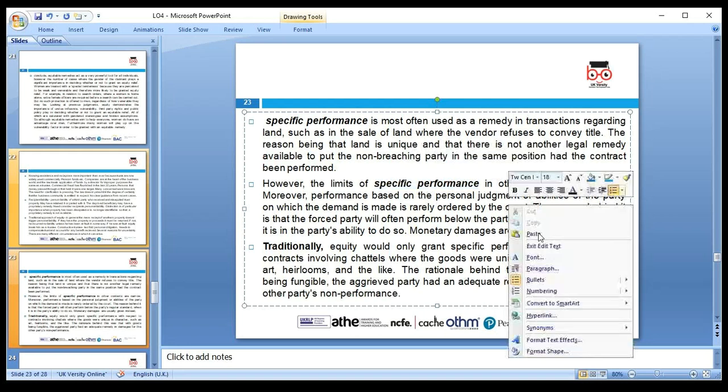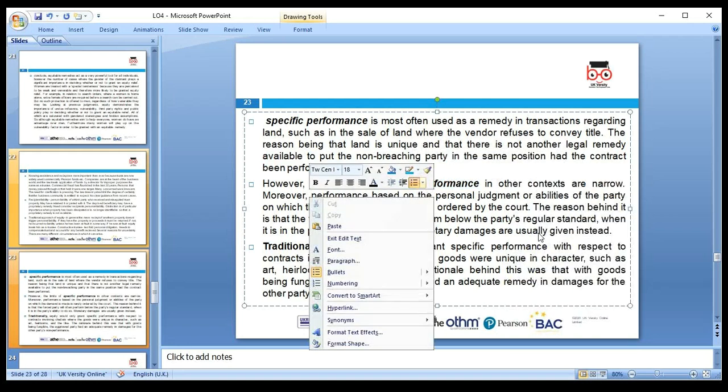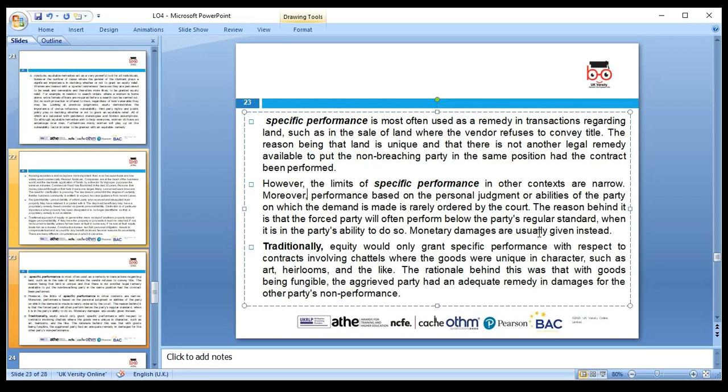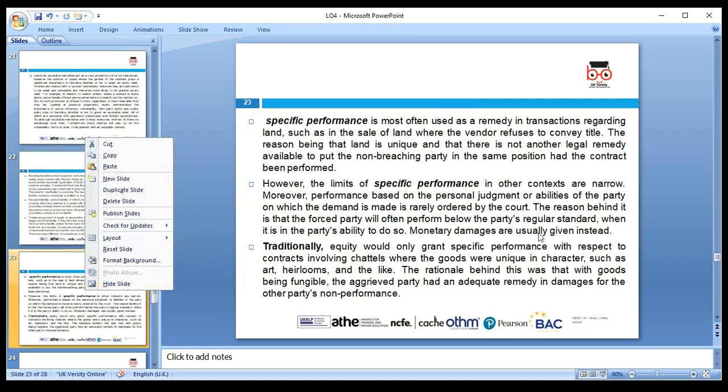Specific performance in the context of personal service contracts is narrow. It is based on the individual judgment or ability of the party, and a forced party often performs below their regular standard. So monetary damages are usually given instead. Traditionally, equity would only grant specific performance with respect to a contract.